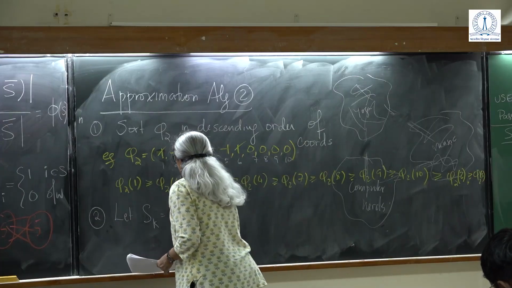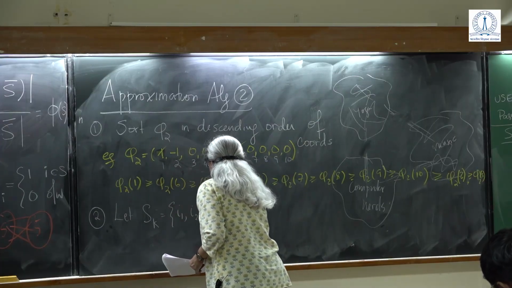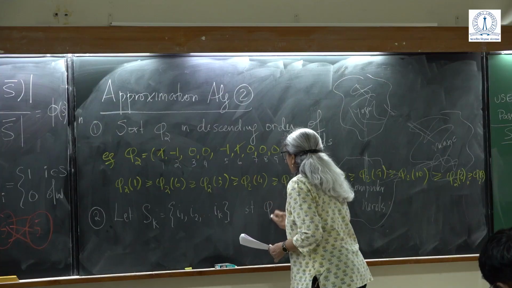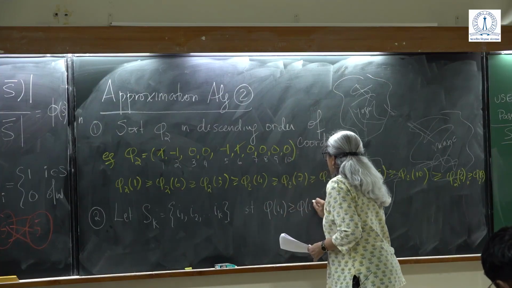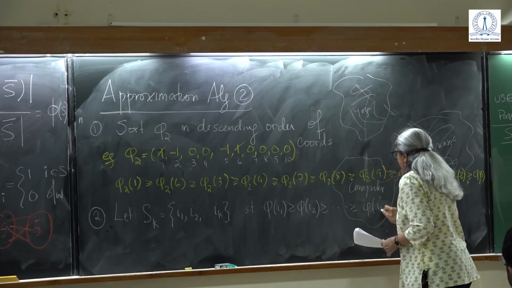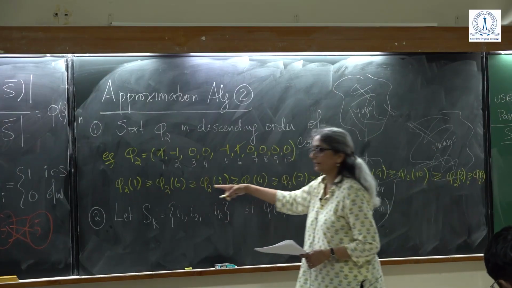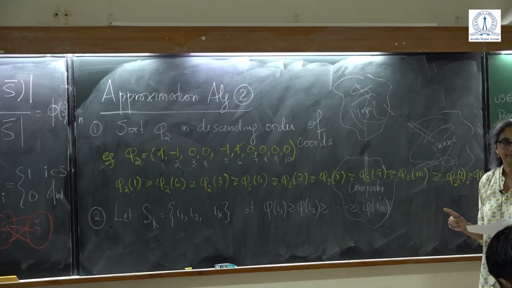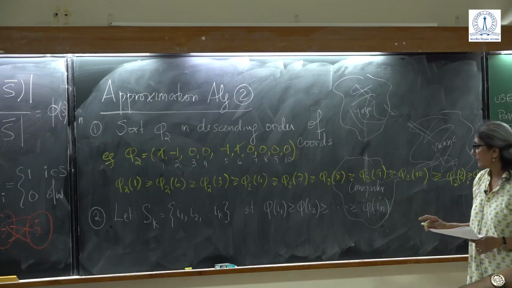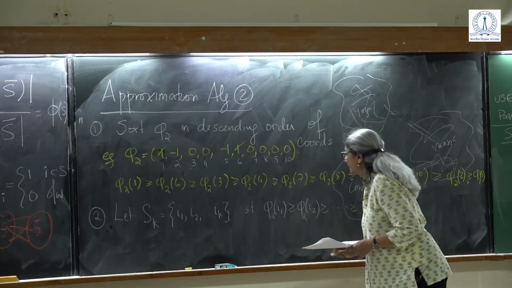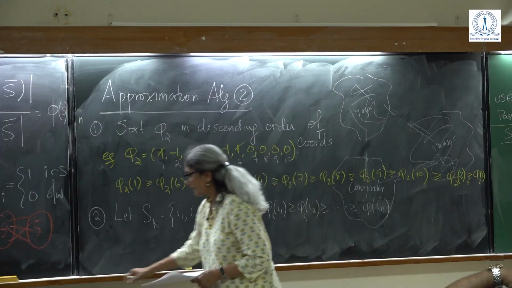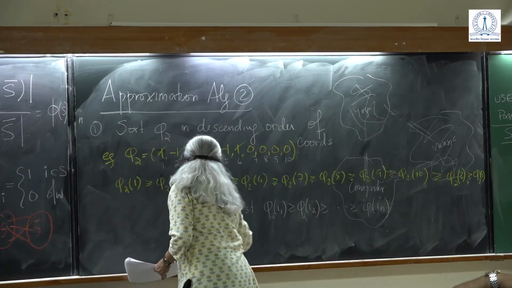So Sk is equal to I1, I2, up to Ik, such that phi I1 is greater or equal to phi I2. So this is the order in which we sorted. I'm just taking the first so many in this ordering. Does that make sense? Okay, maybe I didn't write this so well. Let me write one more step. I think it'll become clearer.